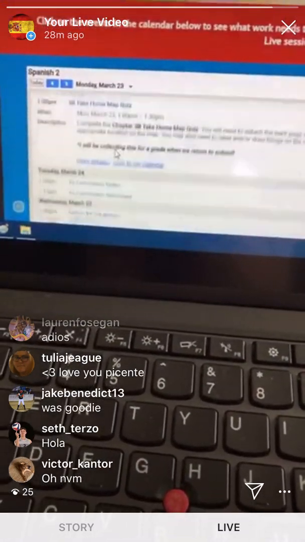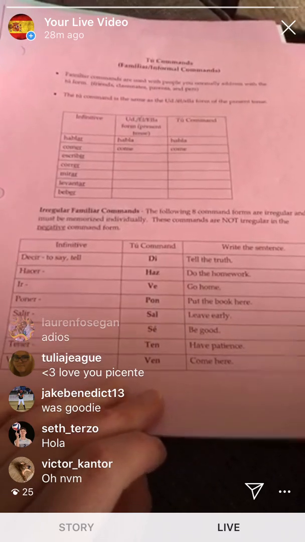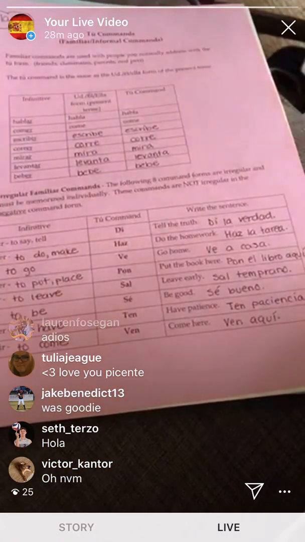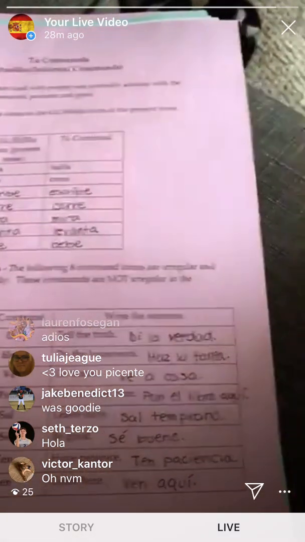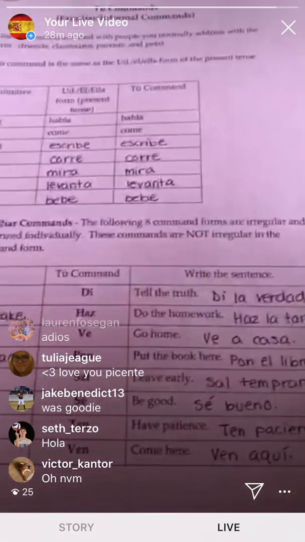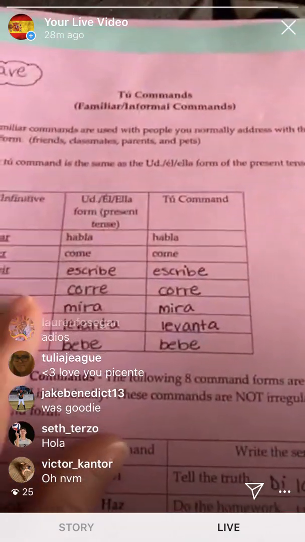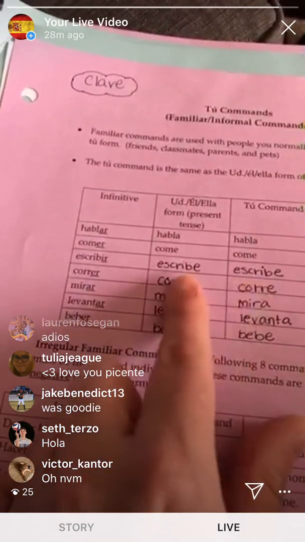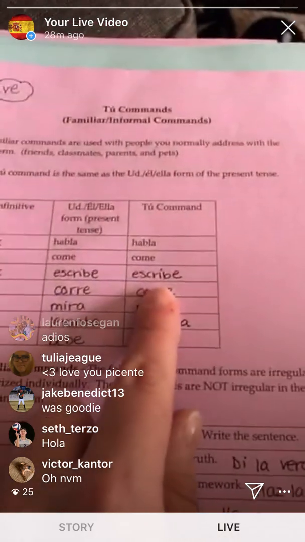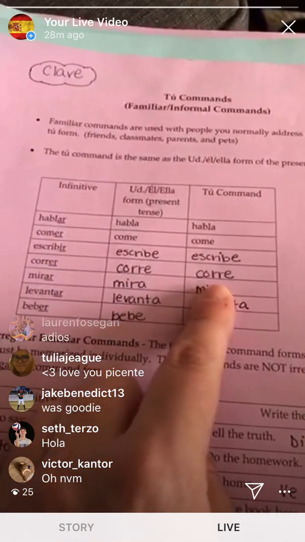And then Tuesday, you're going to do the usted commands notes and worksheet, which is this page here. It's only one-sided, and I've given you the answer key to that as well. So you're going to do this. This is basically like if I was telling somebody to do something, this is how I form the commands. I basically use the ella/usted form of that verb, and that is the usted command form. So like if I was going to tell somebody to write, I would say escribe. It's the ella/usted form of the present tense, but it is also the usted command form. Or if I was going to say run, corre, and that is the usted command form.